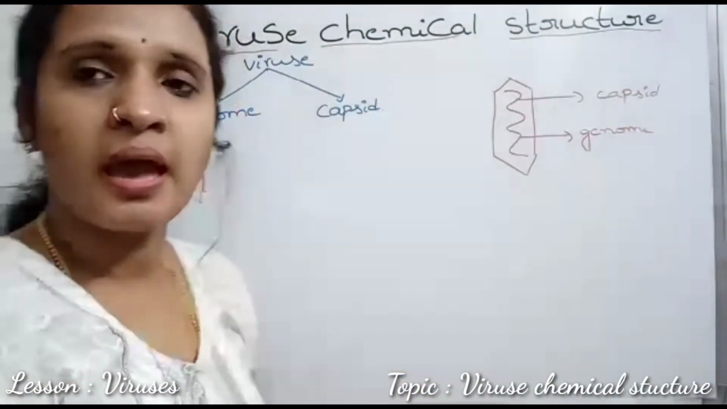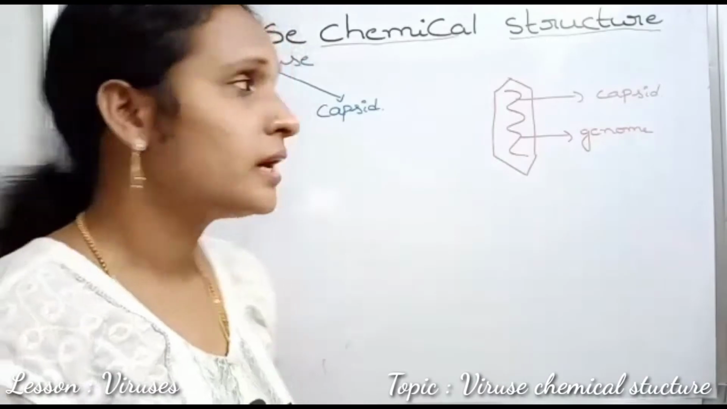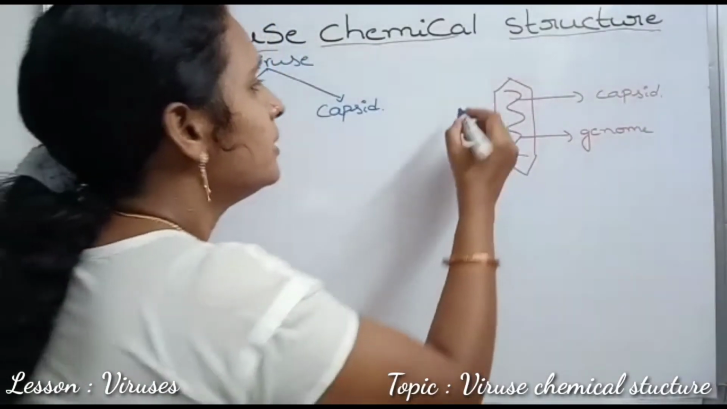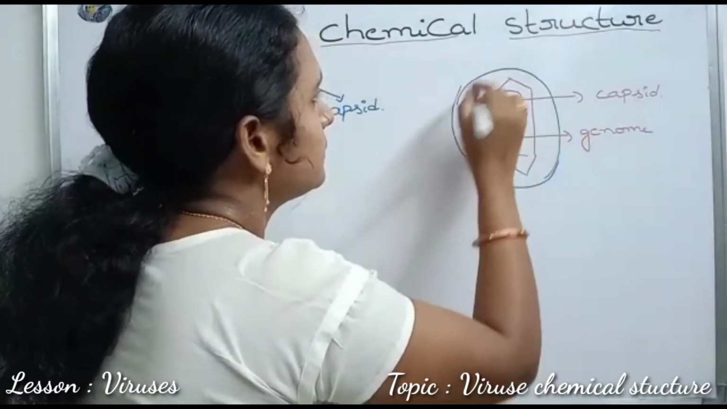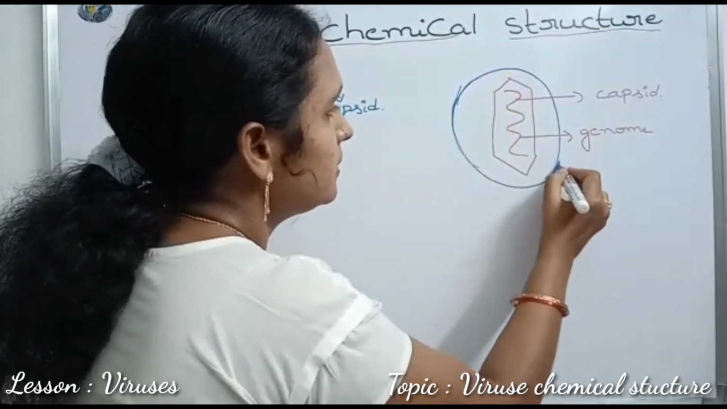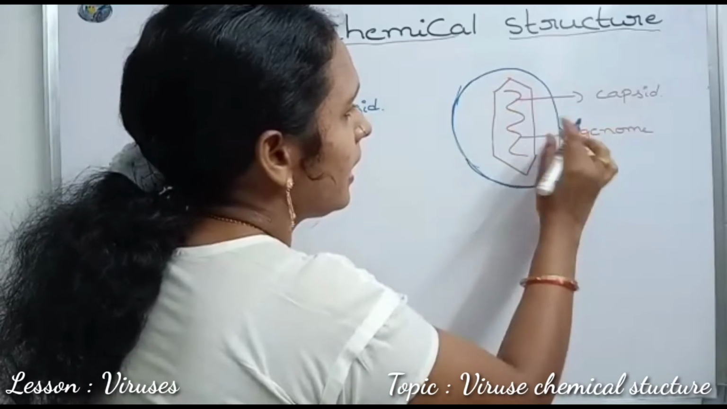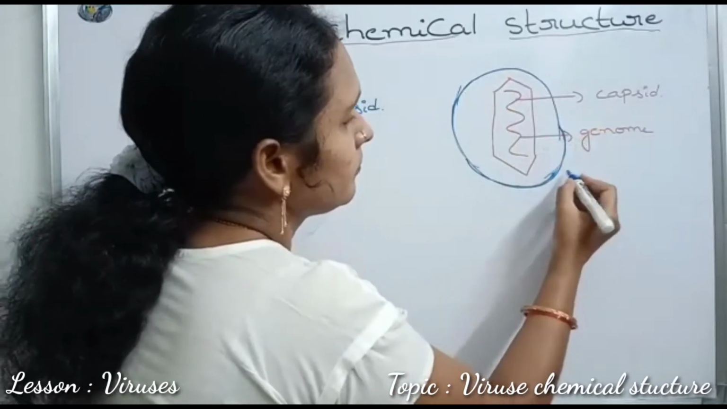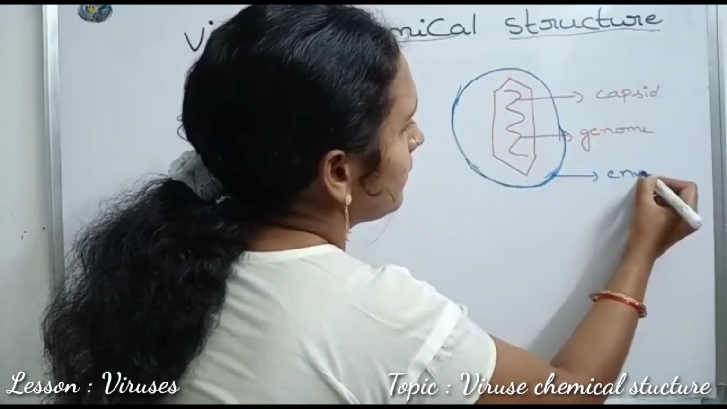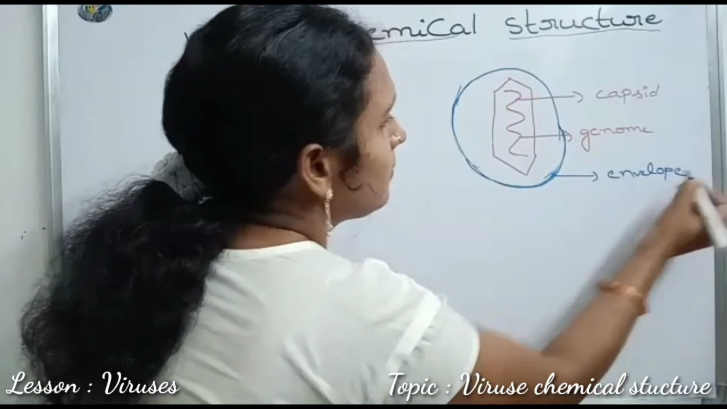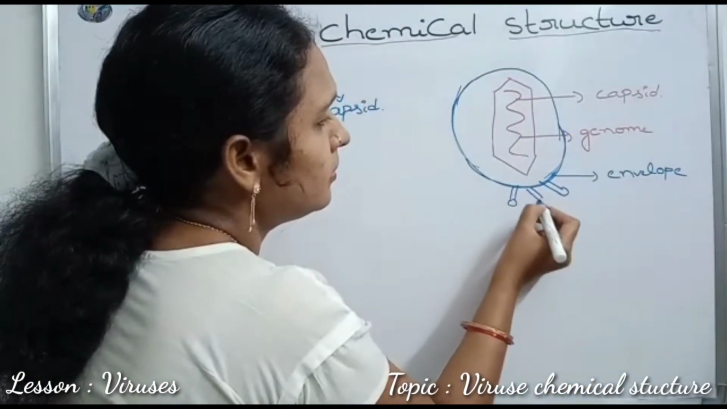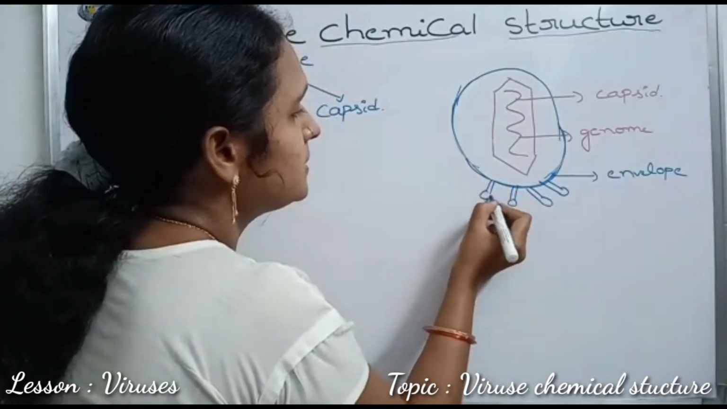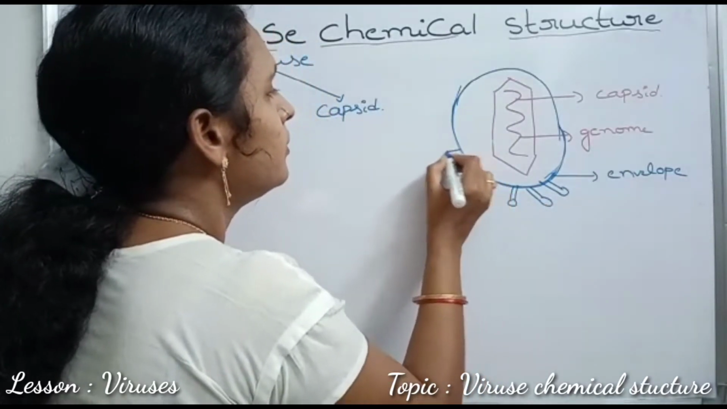Some viruses have an additional layer around the capsid, which is called the envelope. This envelope is made up of lipids, proteins and glycoproteins.